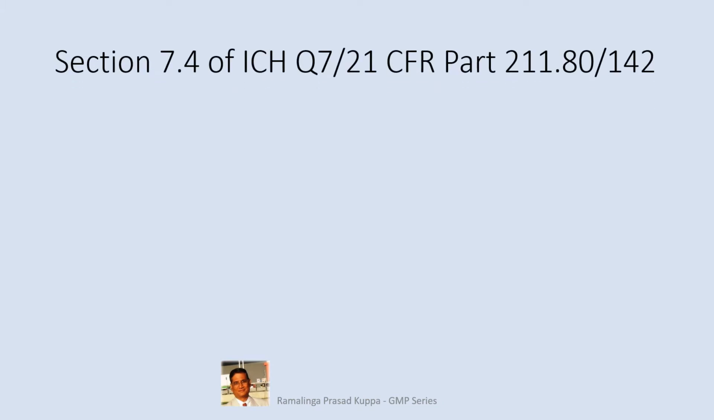Section 7.4 of ICH Q7, 21 CFR Part 211.80 and 211.142. Section 7.4 of ICH Q7 has adequate information on the requirements. 21 CFR Part 211.80 also has similar information. 21 CFR 211.142 is related to the storage and handling of finished product. Let us see more.